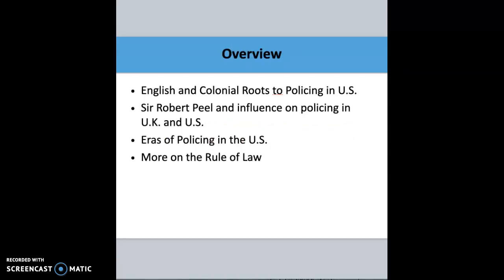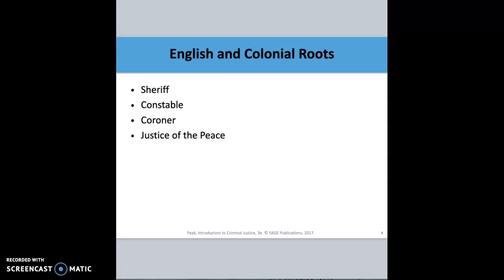So again, I'm going to spend a little bit of time talking about the English and colonial roots to policing in the U.S., a little bit about Sir Robert Peel and the influence on policing in the United Kingdom and the U.S., and specifically London, the eras of policing in the U.S., and again, a little bit more about the rule of law.